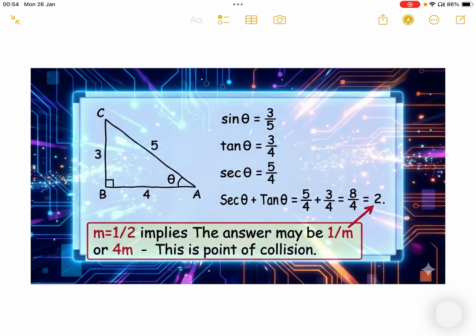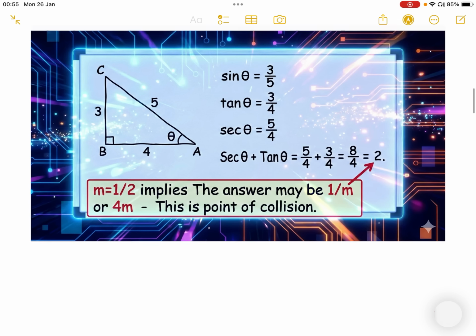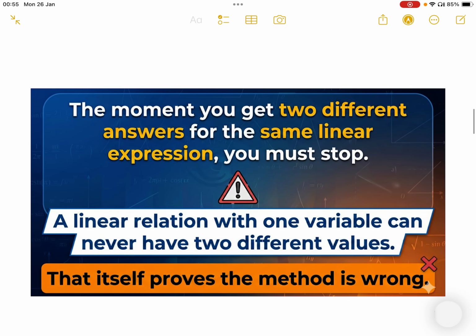Look carefully. This solution uses a triangle applying Pythagorean theorem. It produces two answers, 4m and 1 over m. Something is already wrong here. Did you notice? Spot the error. The moment you get two different values for the same linear expression, please stop. A linear relation with one variable can never have two answers. That itself proves the method is wrong.